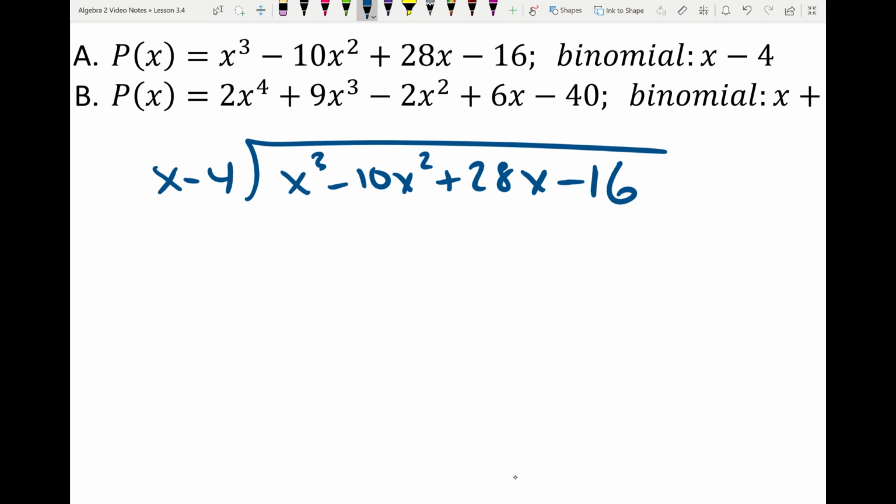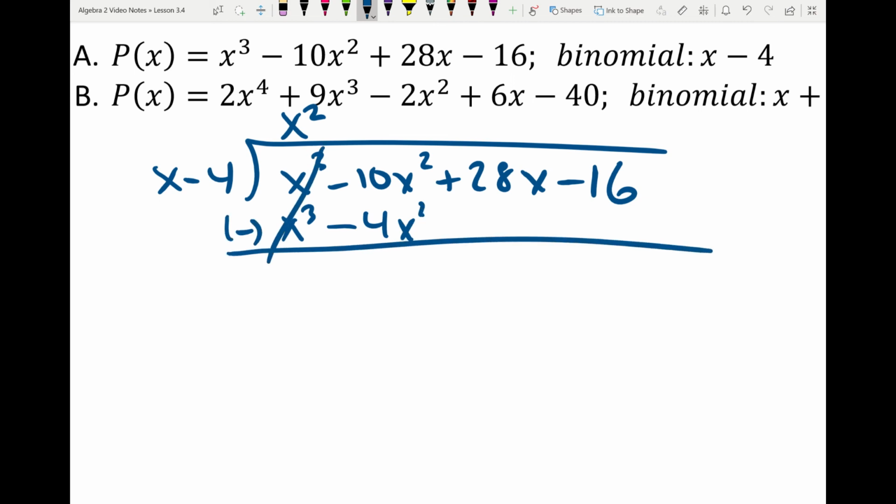Okay, so x goes into x cubed twice, x squared times. All right, x squared times negative 4 is negative 4x squared. Subtract, cancels. Two negatives make a positive. Negative 10 plus 4 is negative 6. So I'm going a little bit faster through these, just because we've done a bunch of these. Just kind of going through the motions here.